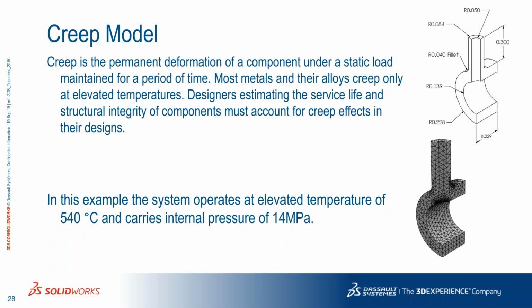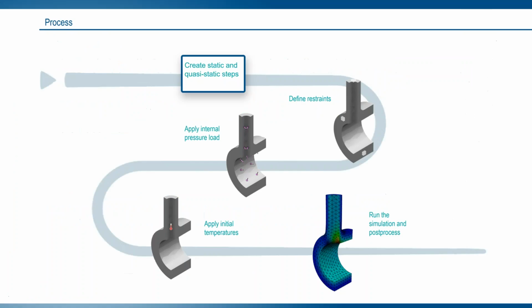Let's talk now about the creep model. The creep is a permanent deformation under a static load, so it's related to time. If I apply a load, for example, in this tube, in this pipe portion, I've applied a pressure of 14 megapascal, but it's also related to an elevated temperature, to high temperature. In this case, 540 Celsius degrees. So it's another effect that you have to take into account in this kind of situation, very critical for a metal part.